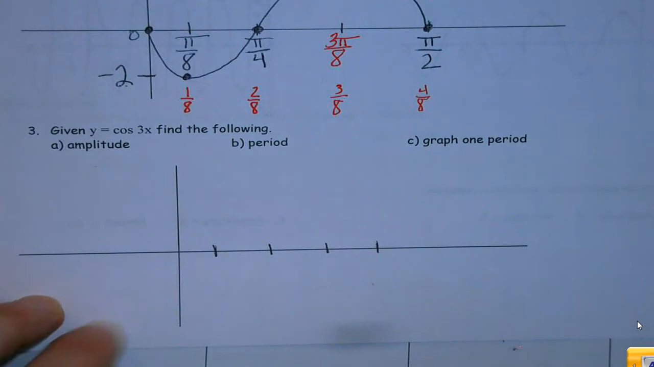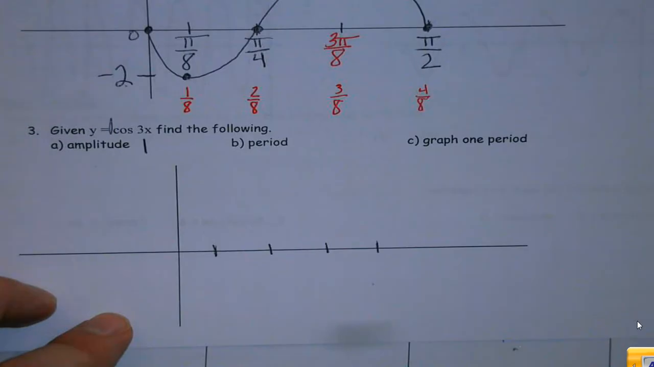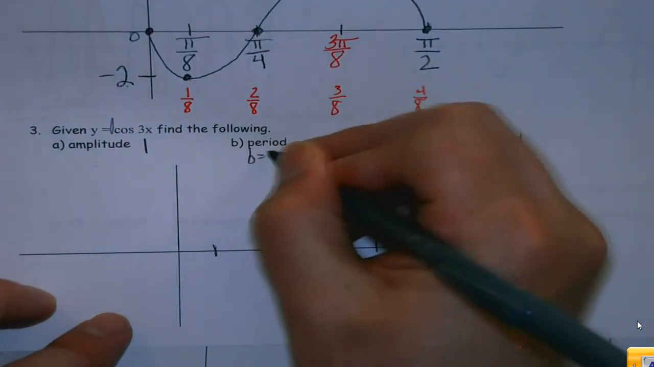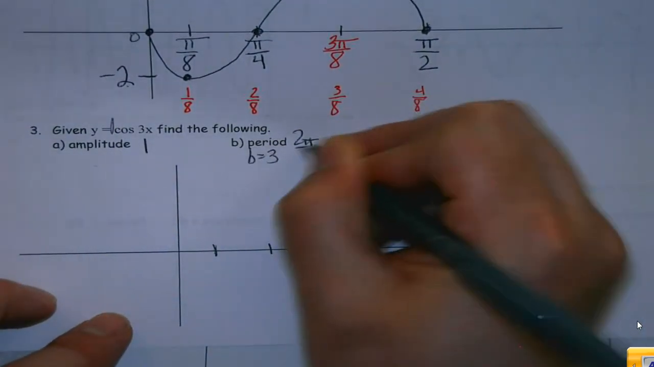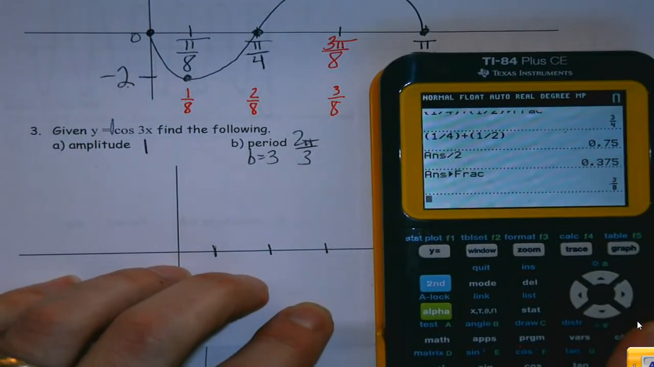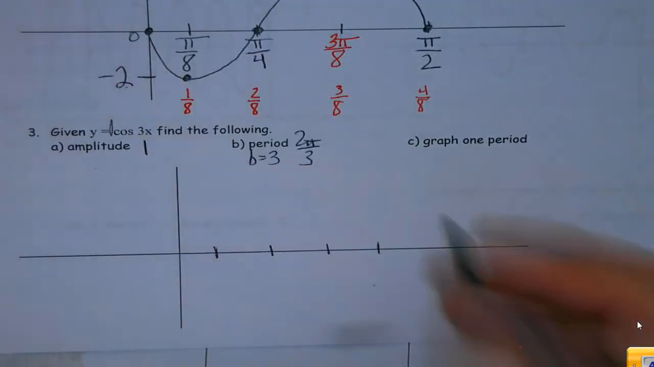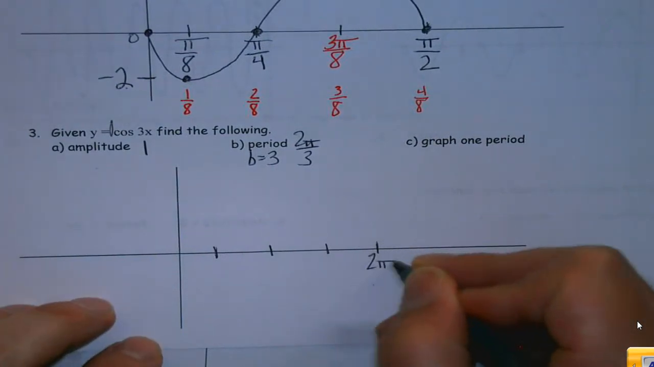Given y equals cosine of 3x, what's my amplitude? 1, because there's no number in front of cosine. My b value is 3, which means my period is 2 pi divided by 3. And if I'm not sure if that reduces, just do a quick math, enter on it. And it doesn't. So that's my period. This ought to be fun.